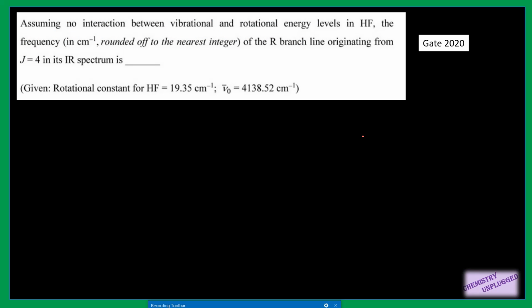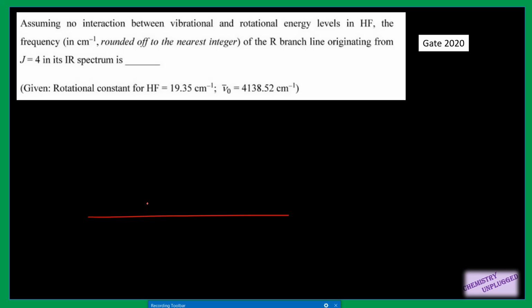Next question is from GATE 2020. Assuming no interaction between vibrational and rotational energy levels in HF, the frequency of the R branch originating from J equals 4 in its spectrum is, what is the value of the R branch frequency? So this question is a little bit tricky. They have given us the rotational constant and the value of nu naught bar, the equilibrium vibrational frequency. This is a little bit tricky, at the same time very simple also. First line, assuming no interaction between vibrational and rotational energy levels, it means that we have to simply consider the Born-Oppenheimer approximation, that we can have total energy value by summing up the value of vibrational energy as well as rotational energy. So you don't have to confuse with it, but simply draw the spectrum of PQR.